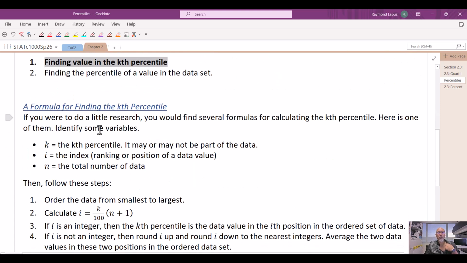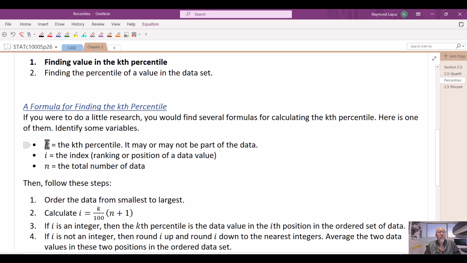So there's a lot of formulas that exist, just like for quartiles. Not a lot, but a handful of different formulas. But here is one formula that they want us to use for this particular textbook for our class.